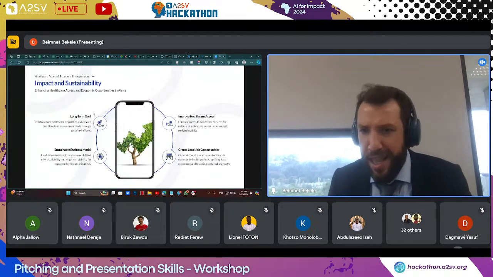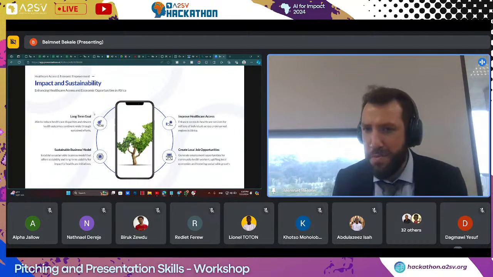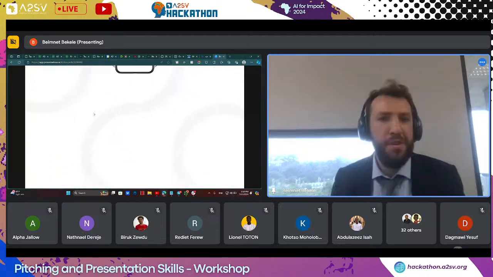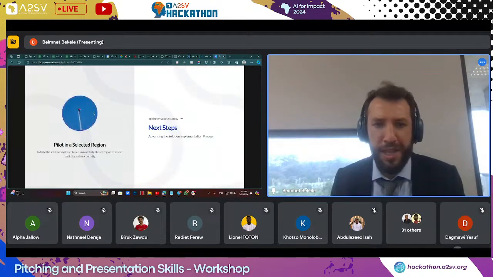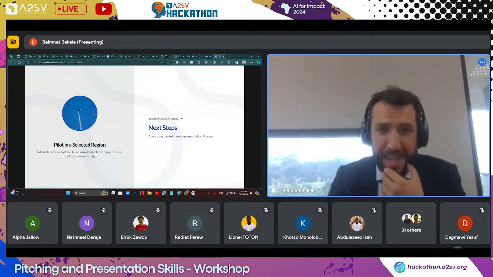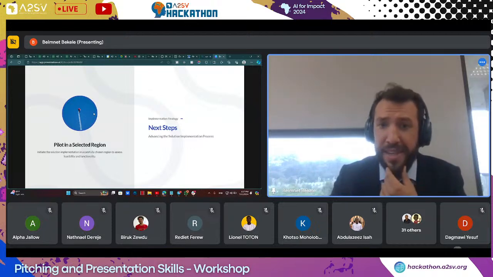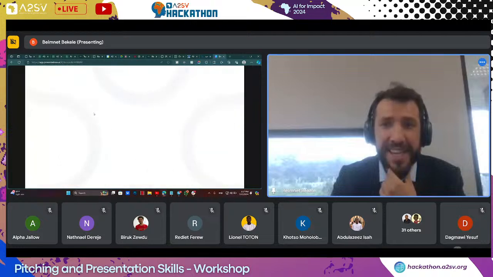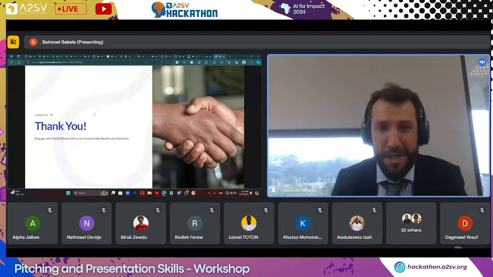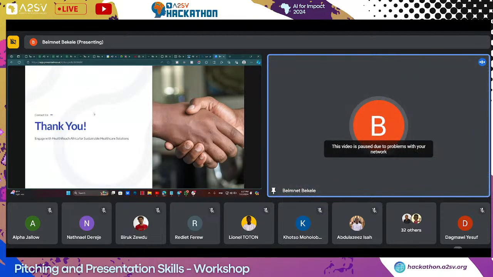So, in this slide, we can see what kind of impact it's going to make to people. Again, I'm not going to take much time for the sake of using time efficiently. So when we take a look at the next steps, there is going to be a pilot in a selected region. And keep our call to action content. As I said, I didn't have a chance to check.